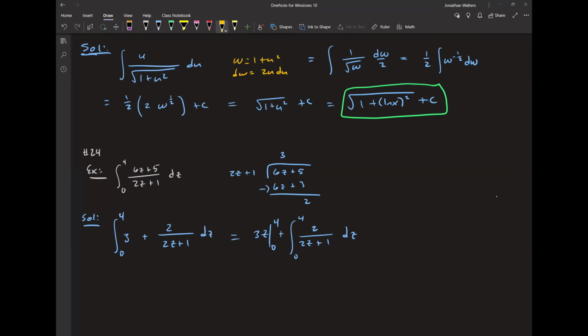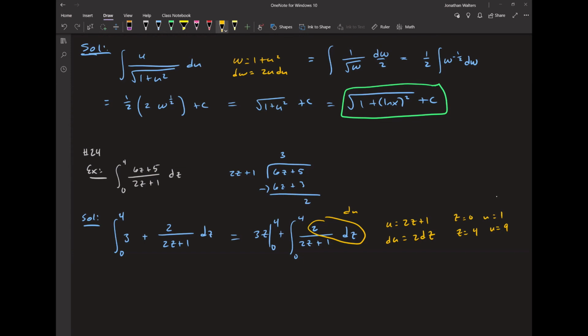U sub, yeah, u equals 2z plus 1. du is going to be 2 dz. Aha, very good. I have du right there already. And I guess I'll change the bounds. If z is equal to 0, u equals 1, and if z equals 4, u equals 9. Is that right? Did I do that right? I feel like I did. Plug in z equals 0, I get 1. Plug in z equals 4, I get 9.